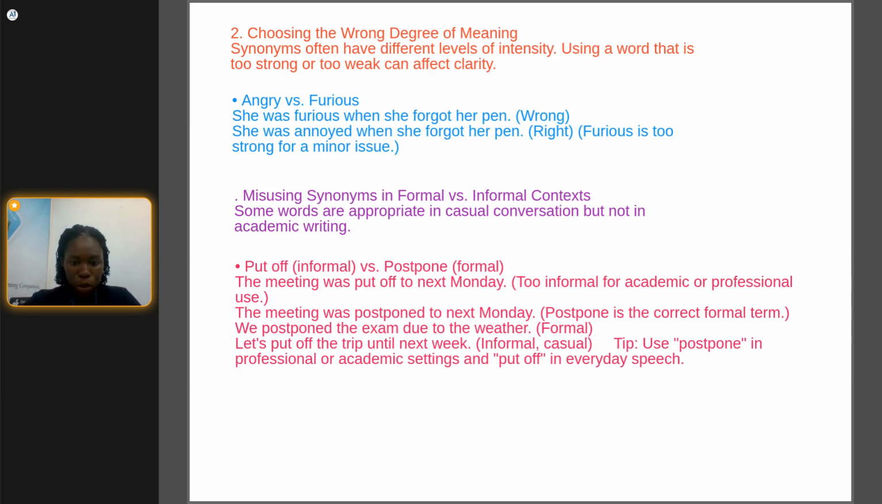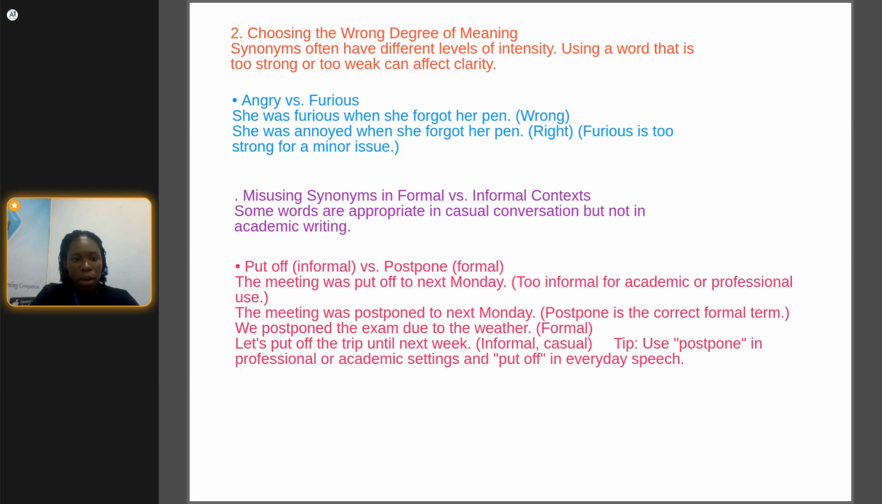All right. I'm going to have to wipe this off now so we can get to the next point. This is point 4, and this is false synonyms. So in this case, some words look similar, but they do not have the same meaning at all. They just look similar, but they do not have the same meaning.